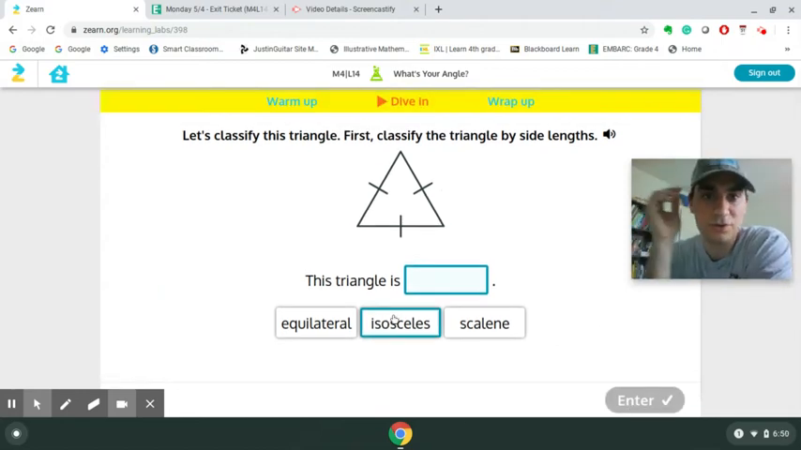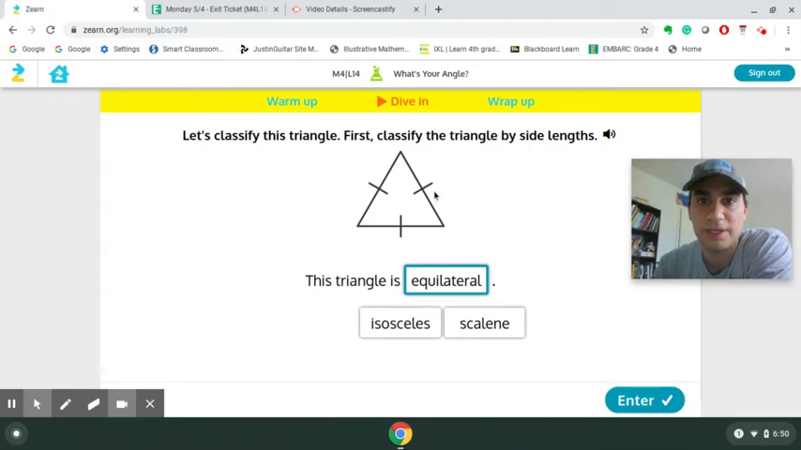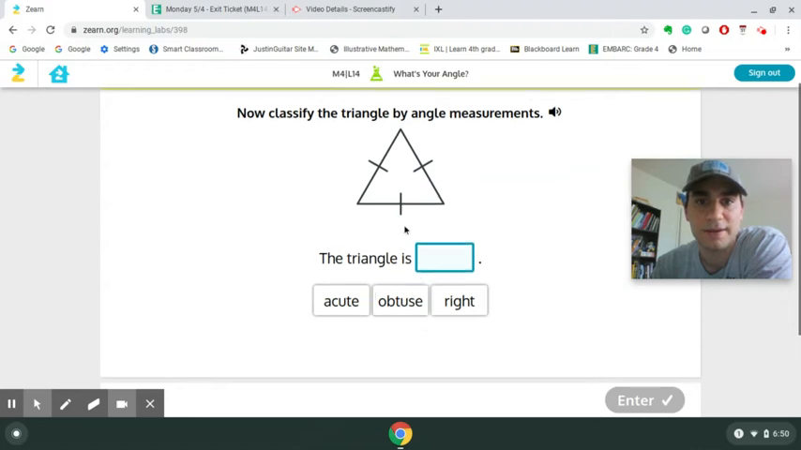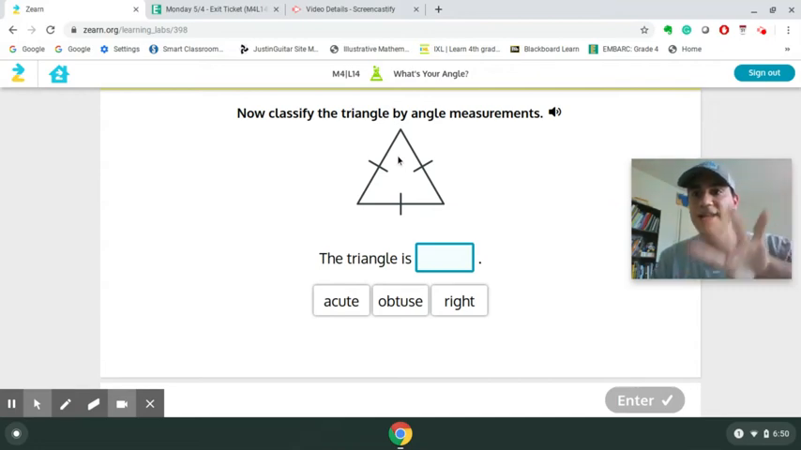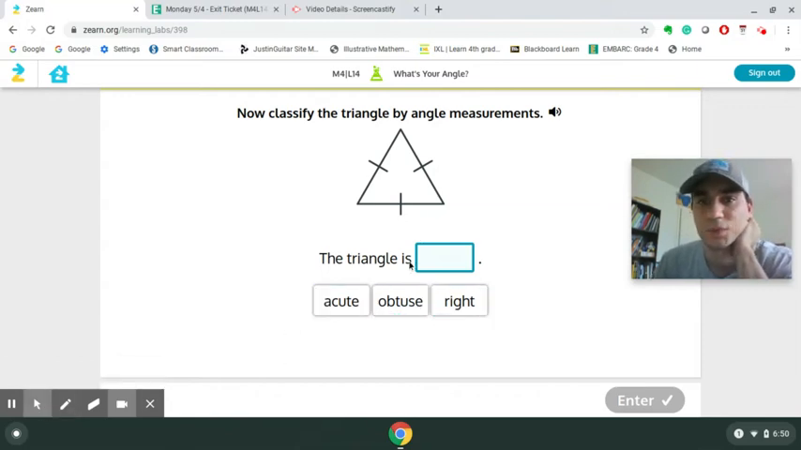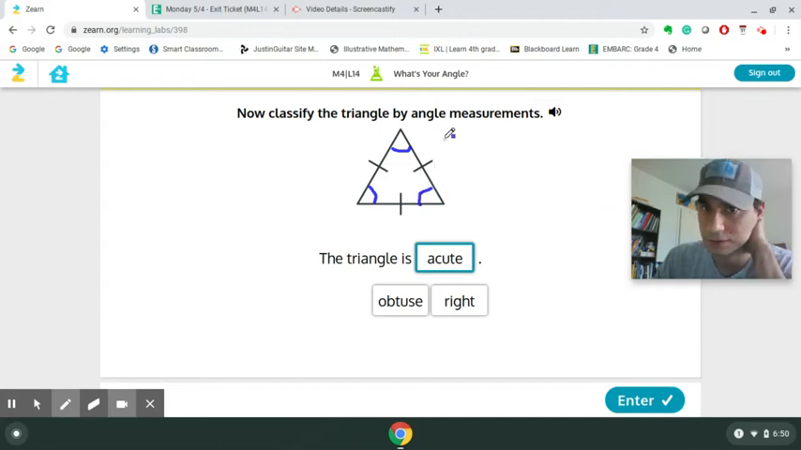Okay, I want you to try this on your own. This triangle is what? Okay, if you said equilateral, you are correct. 3 equal sides, 3 equal side lengths. All right, now we classified it based on side lengths. Now let's classify based on angle measurements. Is it acute, obtuse, or right? Well, acute would mean that all 3 angles are less than 90 degrees. And it looks like they are. They're all folded a little bit less than what a right angle would look like here.